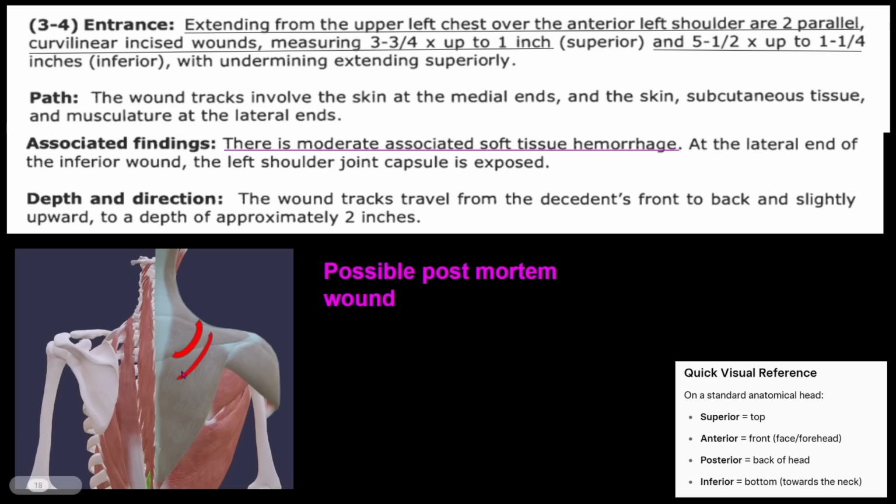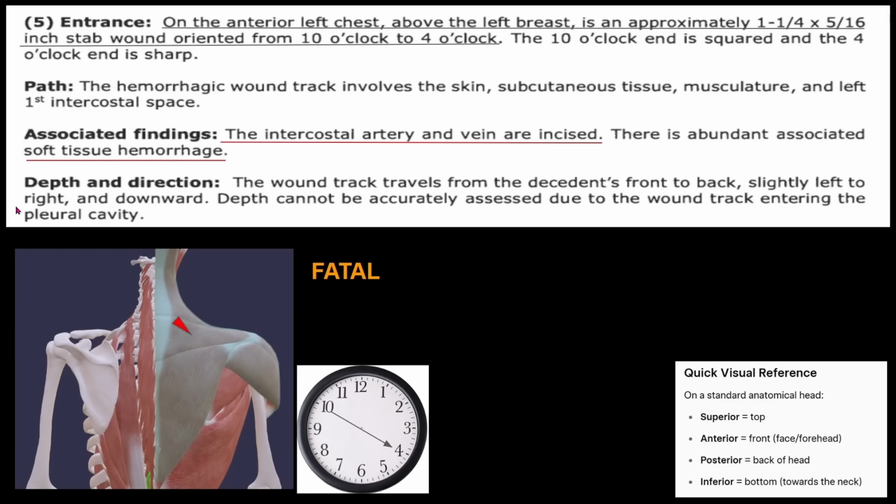So I guess Olivia was right about the post-mortem wounds, but it wasn't just on Kaylee. It was on Kaylee and Maddie, and there were a couple on Ethan as well. But these seem purposeful. I think they're just trying to throw off investigators, staging. These are 2 inches deep.